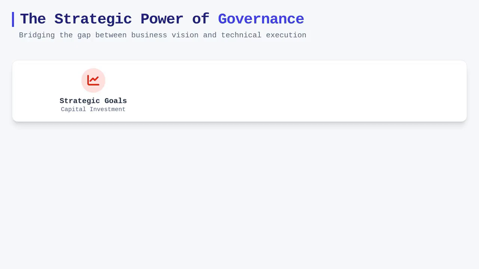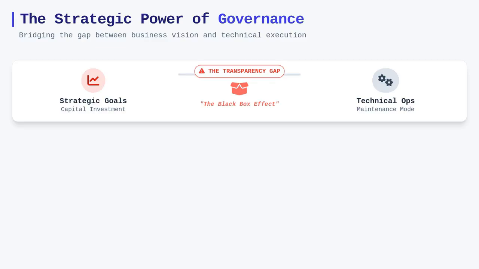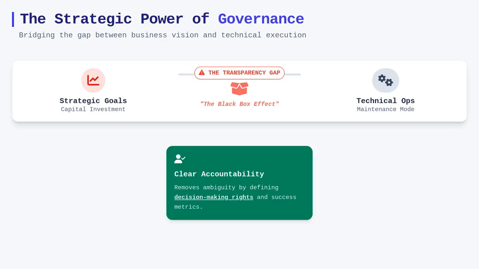When we talk about the benefits of governance, we are essentially discussing the creation of a reliable feedback loop between the strategic goals of an organization and the technical operations that support them. Many organizations suffer from what I call the transparency gap, where capital investments in information technology seem to disappear into a black box without clear metrics regarding their return on investment. A formal governance model acts as a bridge, ensuring that every dollar spent on IT is traceable to a specific enterprise objective. By defining clear accountability and decision-making rights, governance removes the ambiguity that often plagues technical projects.